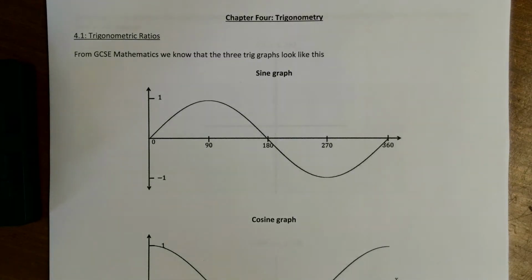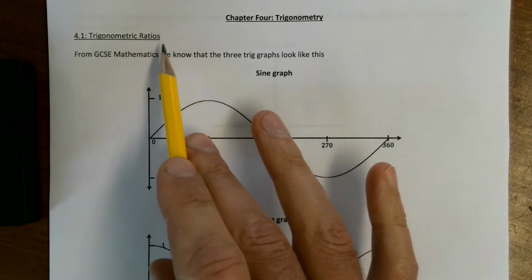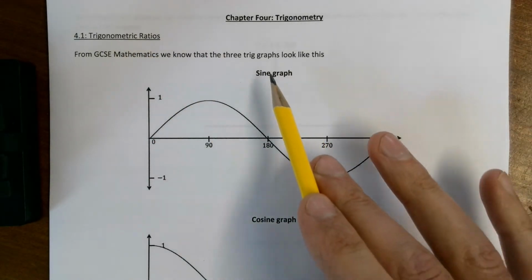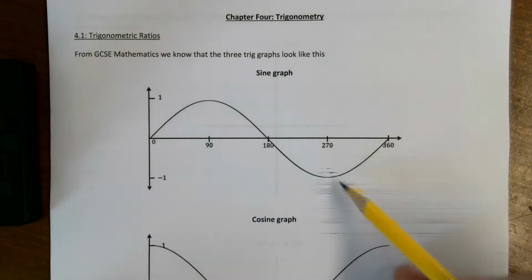This is GCSE Further Maths Pure, and we're just starting Chapter 4, Trigonometry. So we're going to look at the graphs, first of all, of the three trig ratios. The three trig ratios, of course, are sine, cosine, and then below that is going to be tan, and the graphs then kind of look as follows.